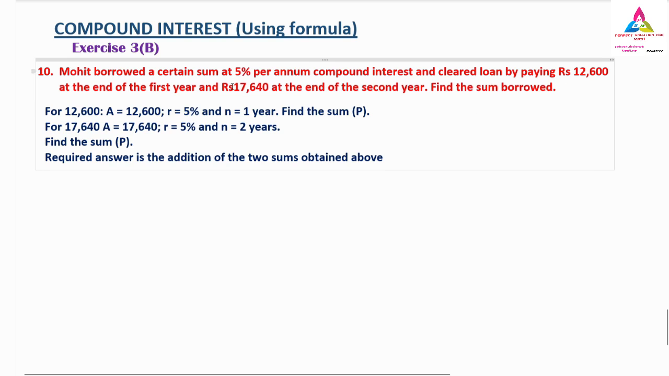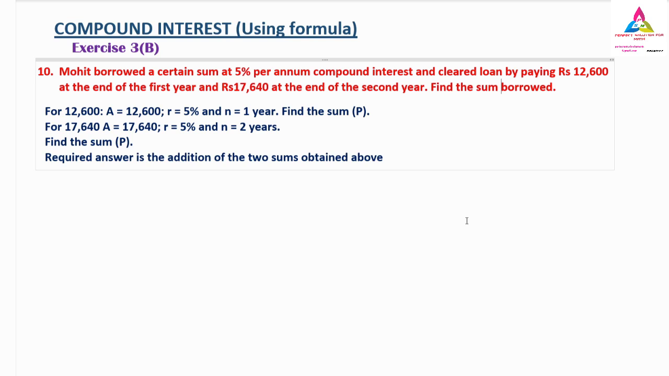They have also given some clue for you on how to solve this problem. According to the question, it is clear Mohit borrowed a certain sum at 5% compound interest. So obviously it is compound interest, not simple interest. And most importantly, he is paying the interest along with the principal amount, the total amount, in two parts. One is 12,600 and one more is 17,640.